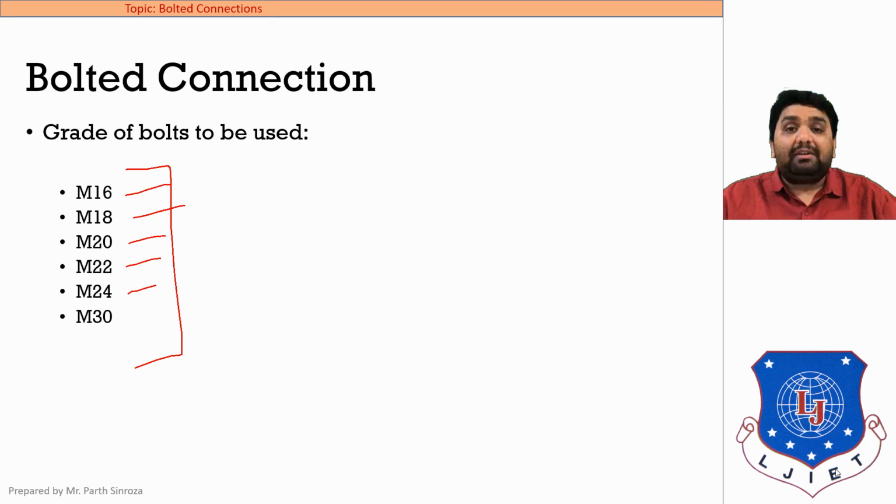Here M is not the concrete strength. You have seen in the RC portion that if M20 was given, it meant fck was 20 Newton per mm square. But here it refers to the diameter of the bolts.